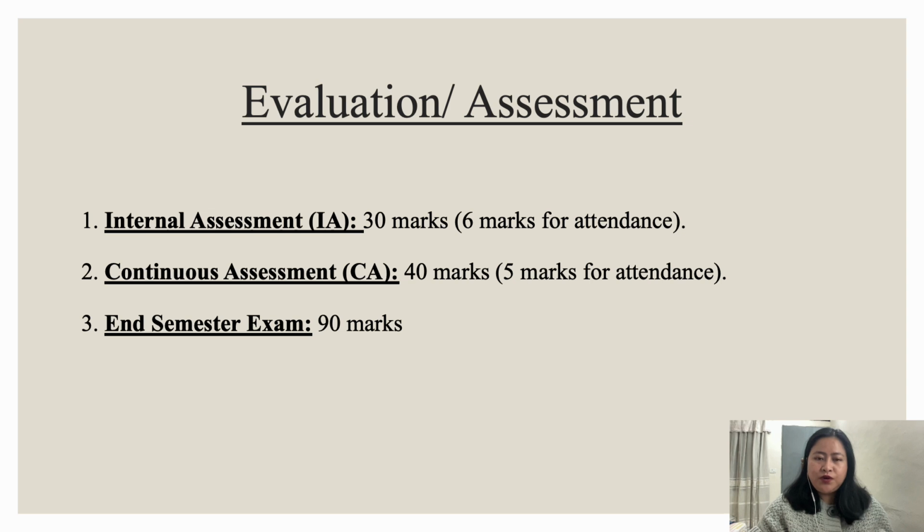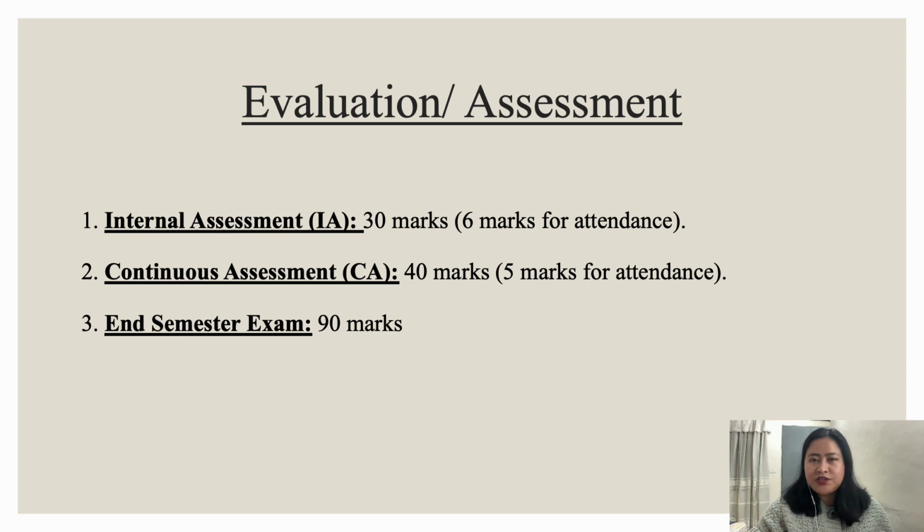In our evaluation, we are going to have internal assessment, which will be for 30 marks, continuous assessment, which will be for 40 marks, and there will be an end semester exam for 90 marks. Now, when we look into internal assessment, here we see 6 marks particularly are assigned for attendance. So make sure that you do attend your class so that you can score 6 out of 6. The remaining 24 is up to your course instructor, how they want to evaluate you. It can be on the basis of assignments, it can be on the basis of a class test.